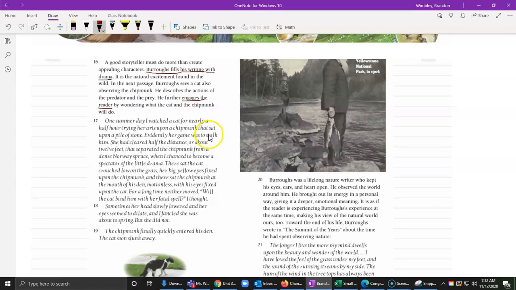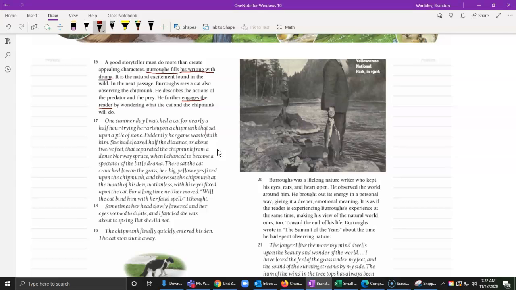I like that word right there. So I'm going to put an exclamation mark by it. That's a good word choice. She had cleared half the distance, or about 12 feet, that separated the chipmunk from the dense Norway spruce, when I had chanced to become a spectator of this little drama.